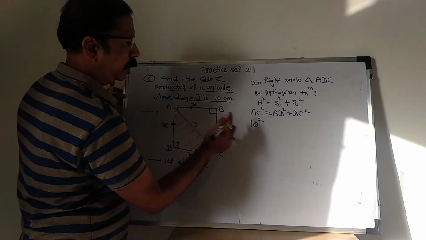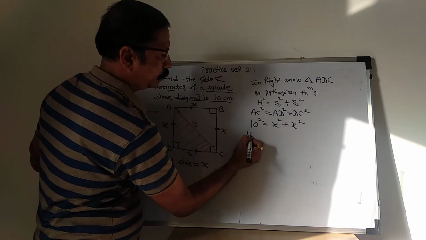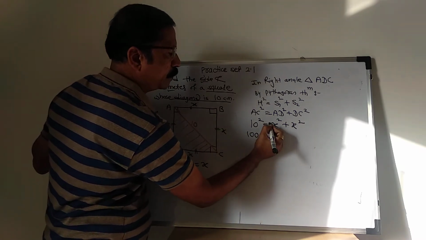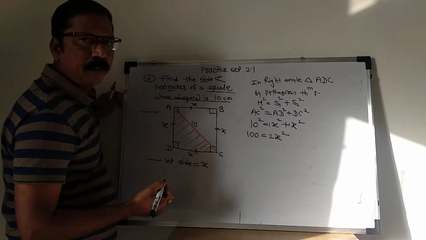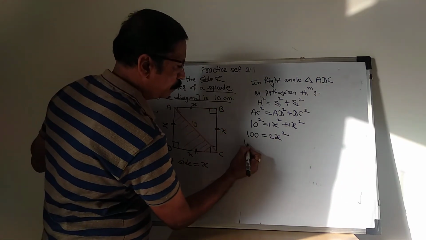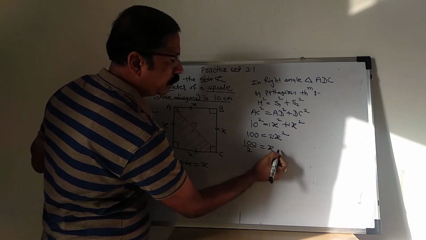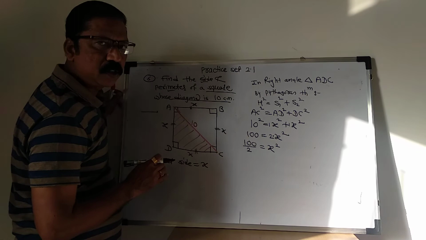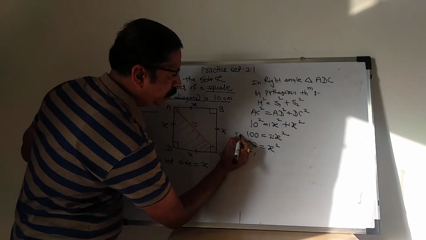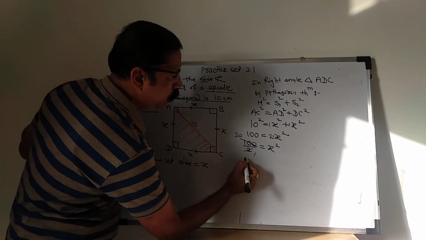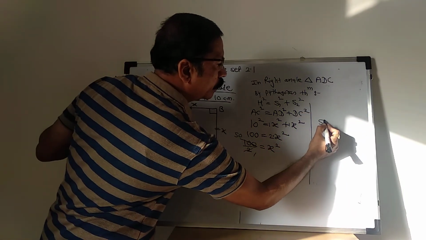AC is 10. 10 square is equal to x square plus x square. 10 square is 100. 1x square plus 1x square gives you 2x square. Take the constant to one side: 100 upon 2 is equal to x square. Simplify. 2 fives are 10, 0 as it is. So you got 50 is equal to x square.